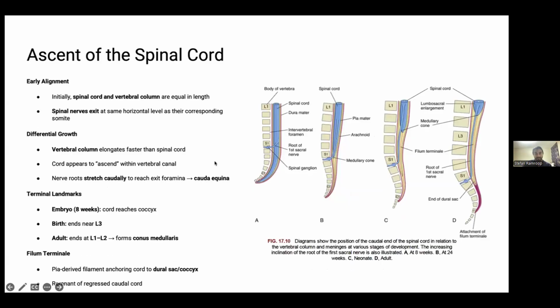So with respect to the ascent of the spinal cord, in early development, the spinal cord and vertebral column are perfectly matched in length at that point in time. Each spinal nerve exits directly opposite its segmental level in a one-to-one correspondence between the neural and skeletal axes.